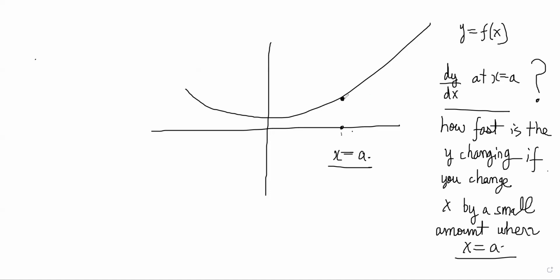So the meaning of this is pretty simple. You will say, I will take one point here and I will take a nearby point here. Let's say this point is x is equal to a plus h, okay?